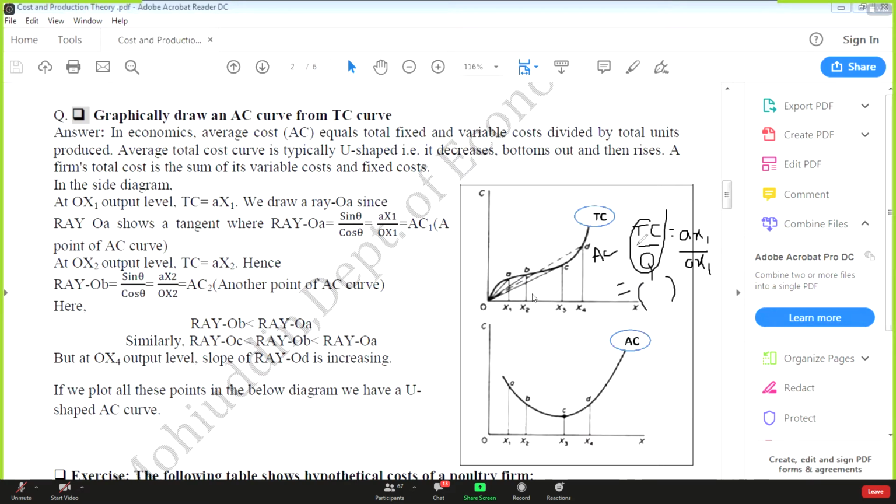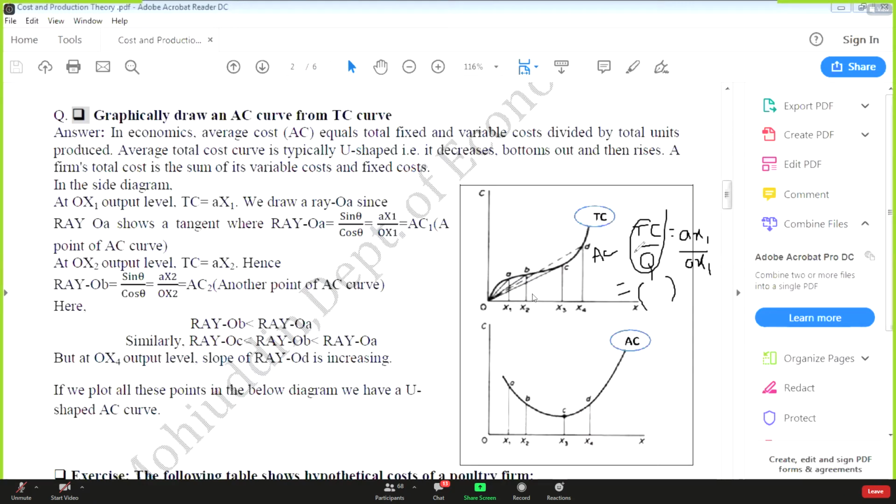But we don't know what is the amount of TC. We don't know what is the amount of Q. It can be 1, it can be 2, it can be 3. Total cost can be 500. We can say that when we divide it by this one, this is the point of average cost. But whether average cost is increasing or decreasing is not clearly shown this way.